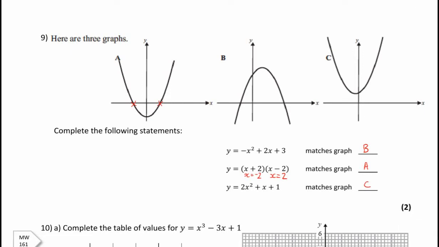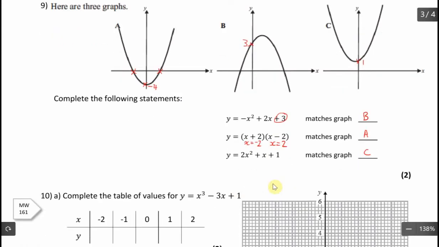The other thing you can do to try and match these to the graphs is look at the y-intercept. So this first one had a y-intercept of 3. This one would have a y-intercept of negative 4, because when you times positive 2 by negative 2, you'd get negative 4. And this last one has a y-intercept of 1, so it seems to match as well.